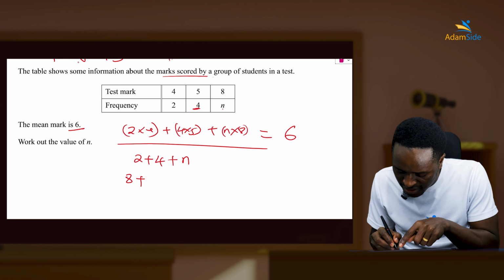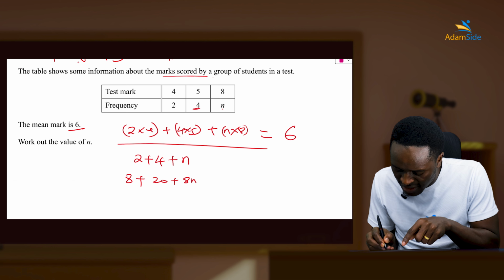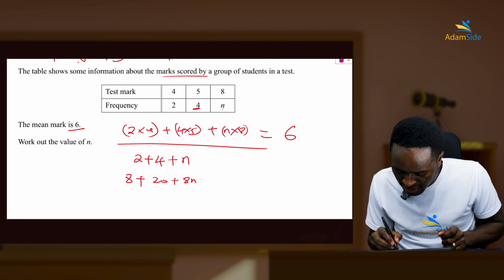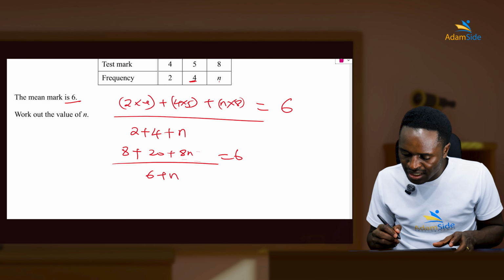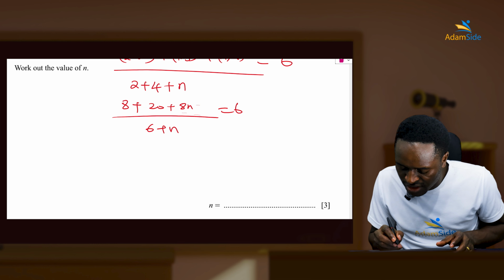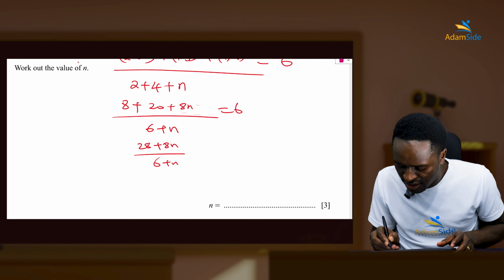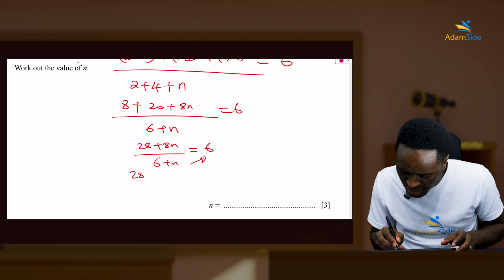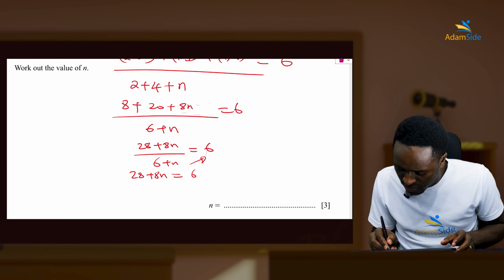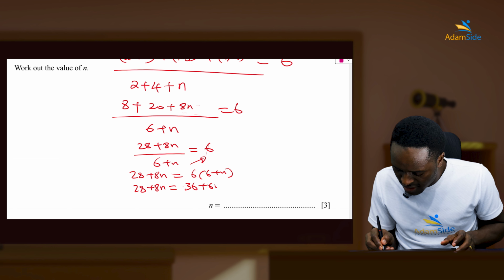Then what do you get? 2 times 4 is 8, plus 20, plus 8n, because 8 times n is 8n, divided by 6 plus n, which is equal to 6. Correct. When you add 8 plus 20, you get 28 plus 8n divided by 6 plus n is equal to 6. Then cross multiply: 28 plus 8n is equal to 6 times (6 plus n). Then 28 plus 8n is equal to 36 plus 6n.